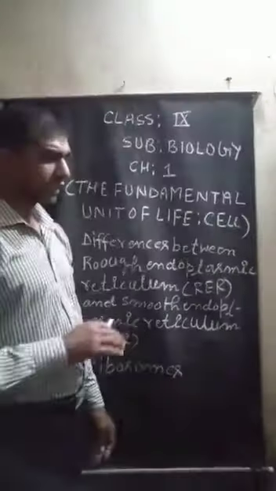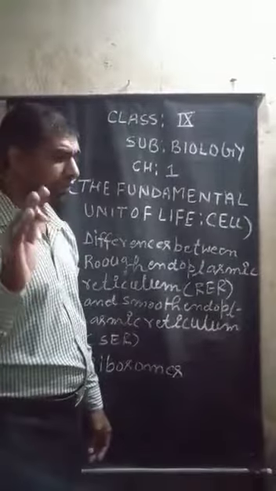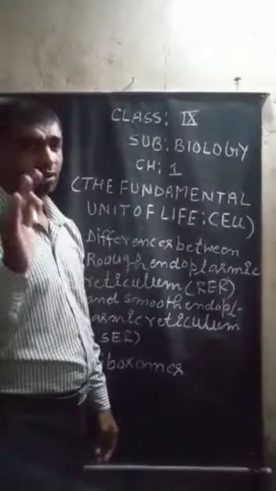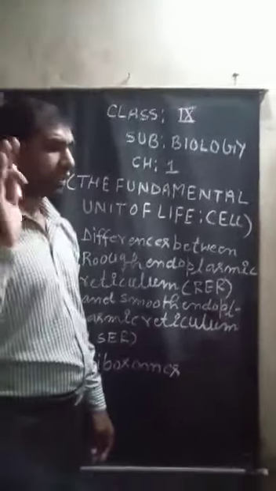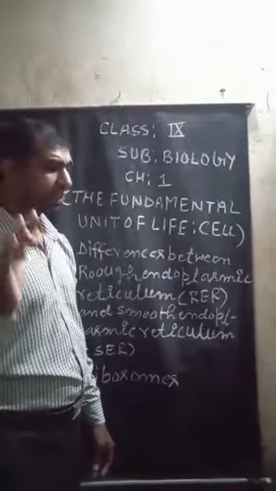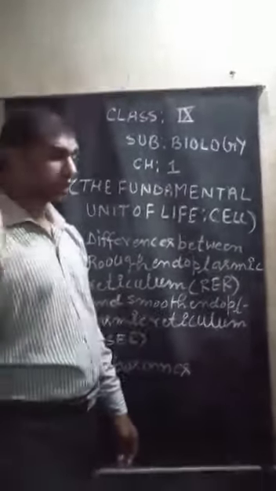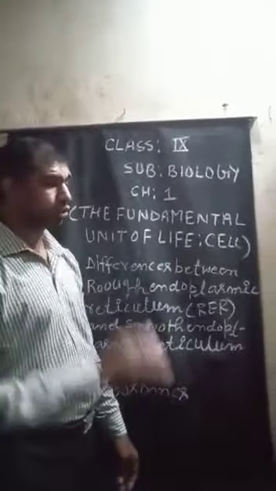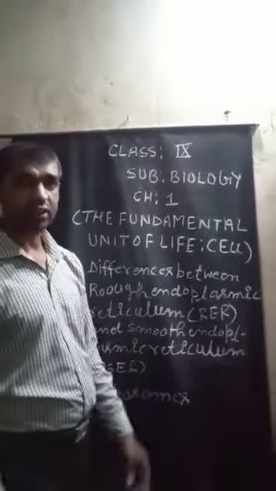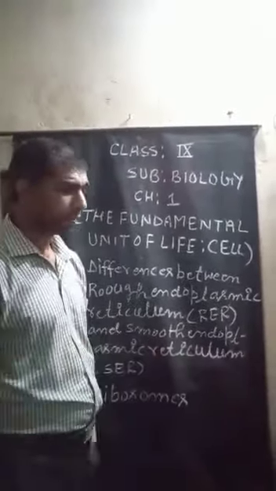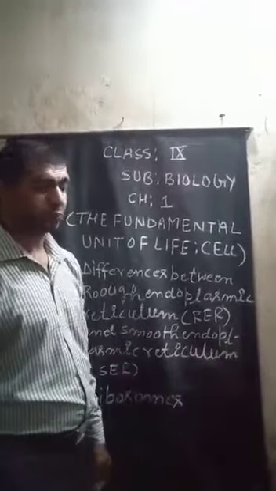In prokaryotic cells, ribosomes are found free in cytoplasm. Once again, try to understand. In prokaryotic cells, ribosomes are found free in cytoplasm. But in eukaryotic cells, they occur either free in the cytoplasm or attached to the surface of the rough endoplasmic reticulum.